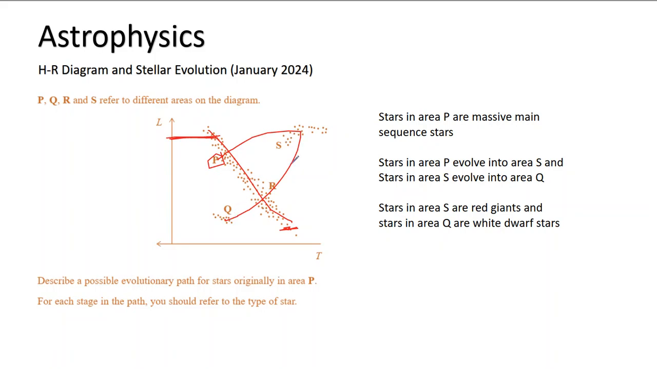Now a question may ask you, what do you mean by a main sequence star? What does a red giant star mean? What happens in a red giant star, and what's going on in a white dwarf? All of these are also covered in the frequently asked question booklet.